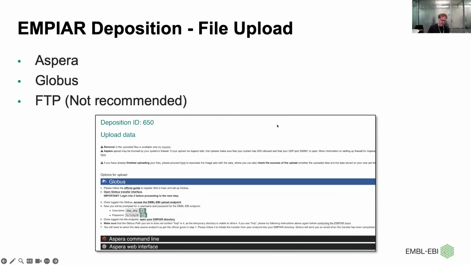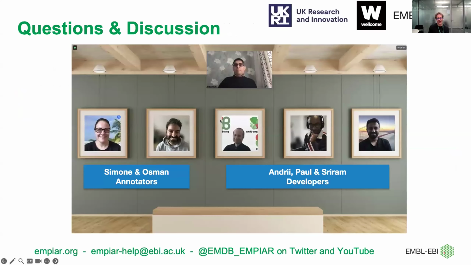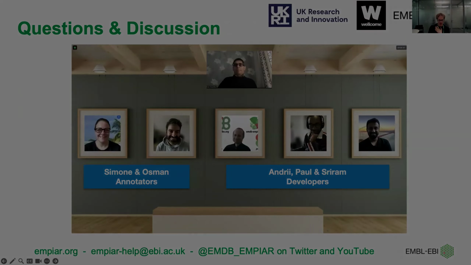I mentioned there are different ways to upload files. Aspera and Globus are probably a little bit less familiar unless you've worked with big data beforehand, but they're much better for very large data transfer than more traditional things like FTP, because FTP doesn't scale. I'll stop there for EMPIAR.